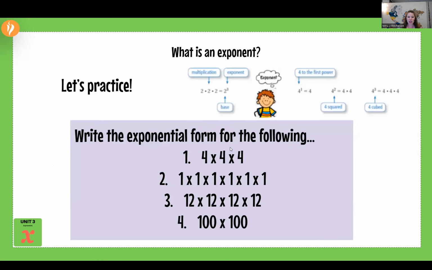All right, so let's do the opposite now. We're going to take our expanded form and we're going to write it in exponential form. So go ahead and pause the video and do it yourself first.